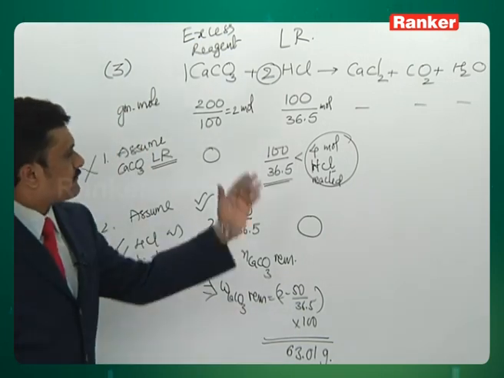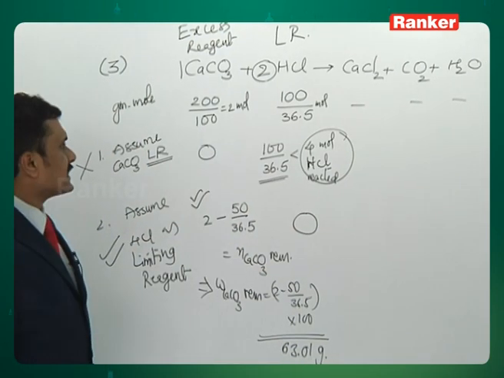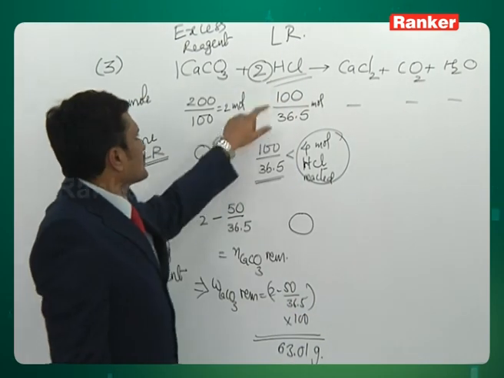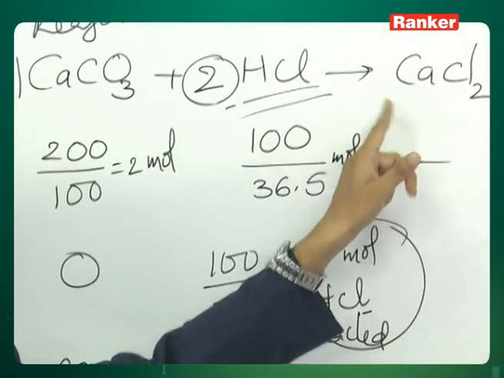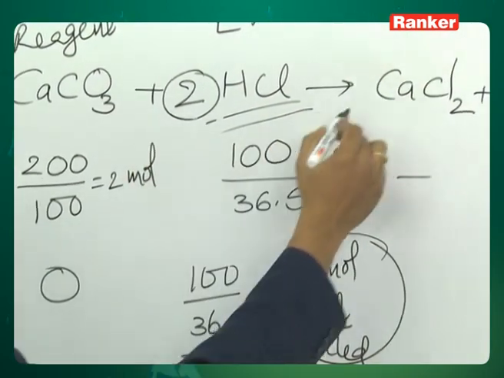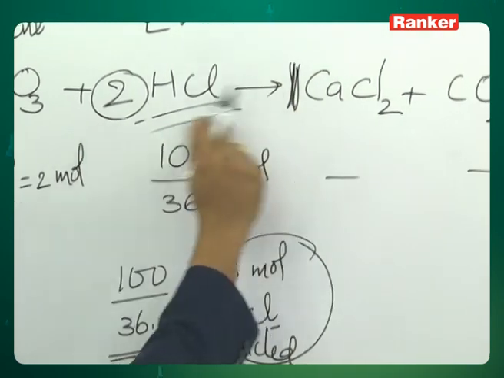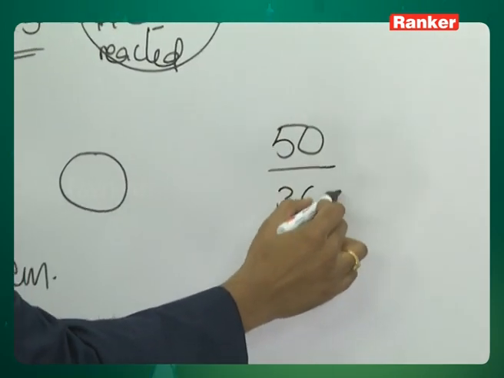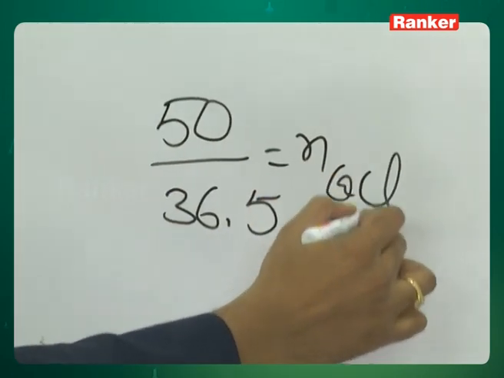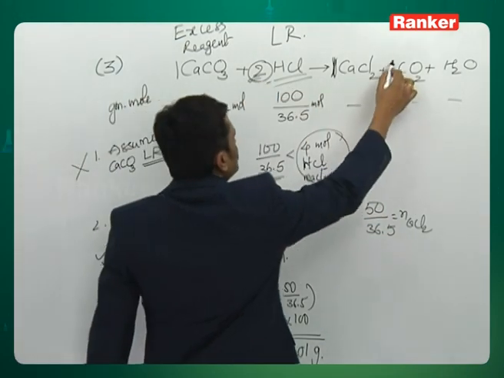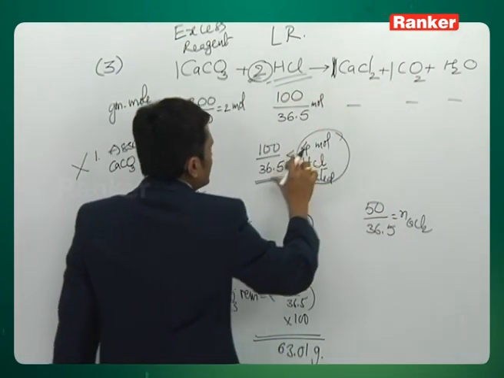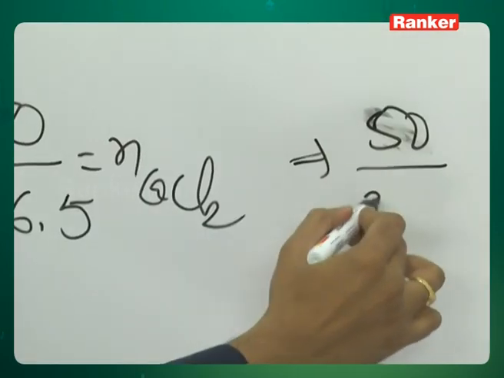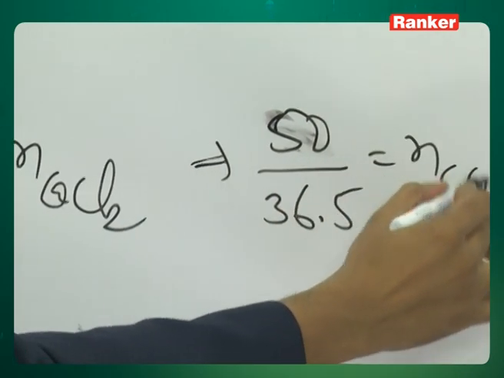Now when it comes to the calculation regarding the products, I mean the weight of CaCl2 has to be obtained. Since this has reacted completely, it is going to predict how much CaCl2 will be produced. For every 2 mole, 1 mole is produced, 2:1 is the ratio. For every 100 by 36.5, I can expect 50 by 36.5, that is exactly half mole of CaCl2, to be produced. And the same is the case with CO2 also. For every 2, 1 is produced. For every 100 by 36.5, 50 by 36.5 is the mole of CO2 formed.